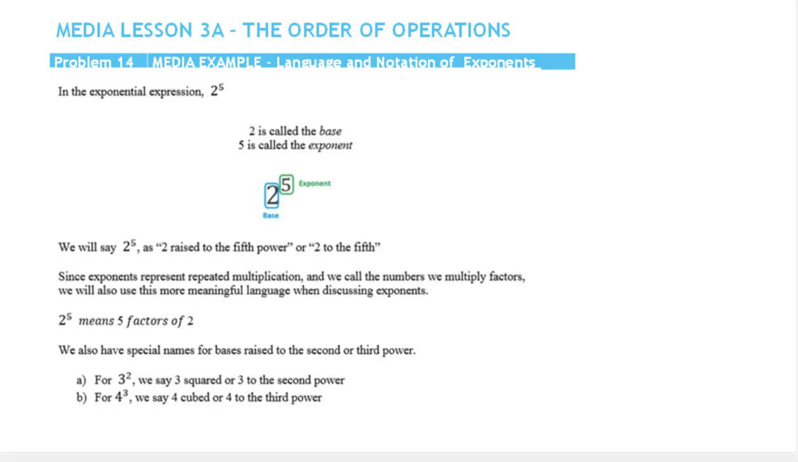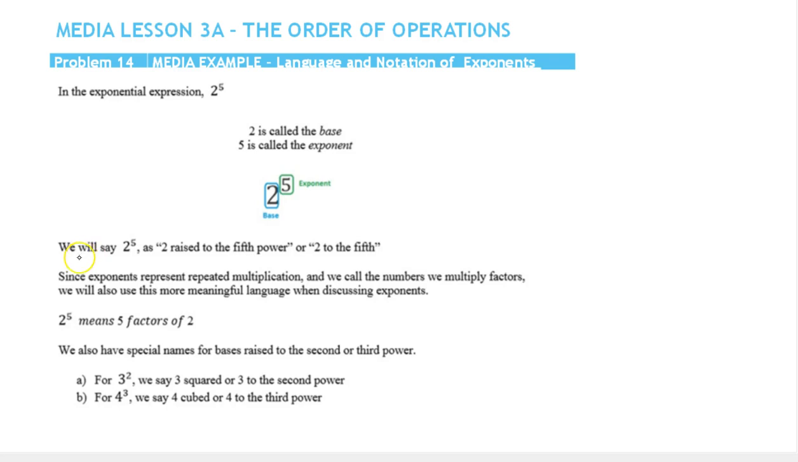In this example, we're going to look at the language and notation of exponents. So in the last example, we did the cake problem and we had a result of 2 to the 5th power, and this is called an exponential expression. We have names for the pieces, so the number 2 is called the base and 5 is called the exponent. So notice the base is written larger than the exponent and the exponent is raised up high.